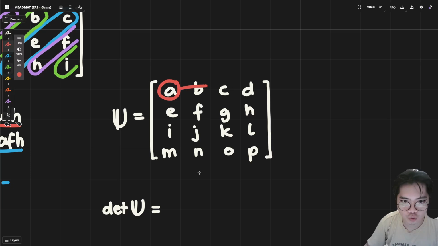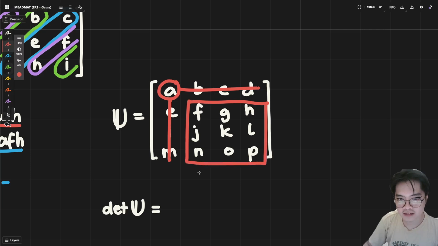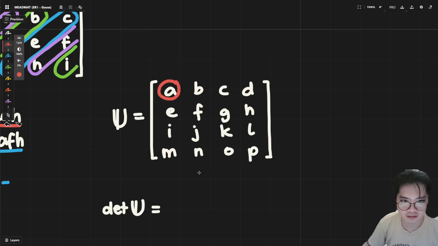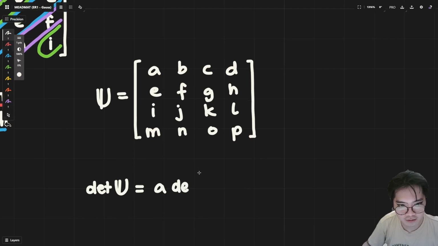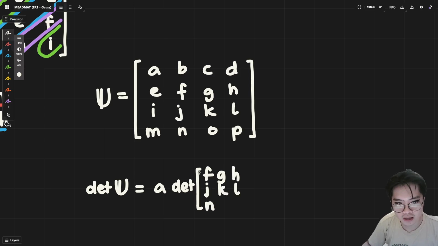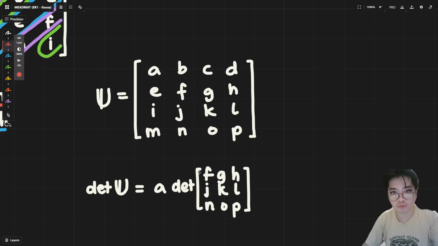A is at the first row and first column. We will now remove all of that, right? And we will be left with this tiny little mini matrix. And what you're going to do with this matrix is you're going to get the determinant of this matrix. Okay, no big deal. So basically, what you will get is this, right? A times the determinant of FGH, JKL, and then NOP. Okay, no big deal. And then we move on with the rest of the row.